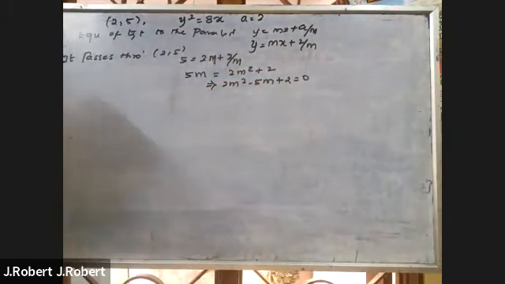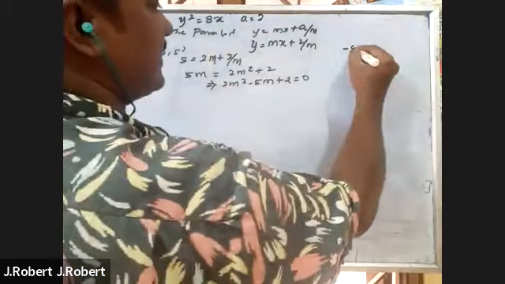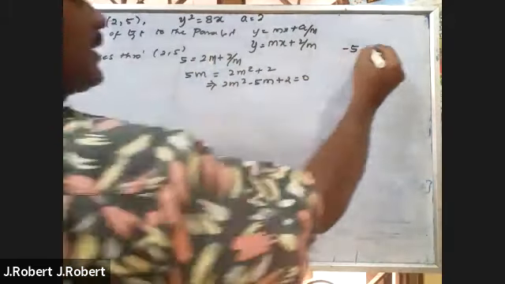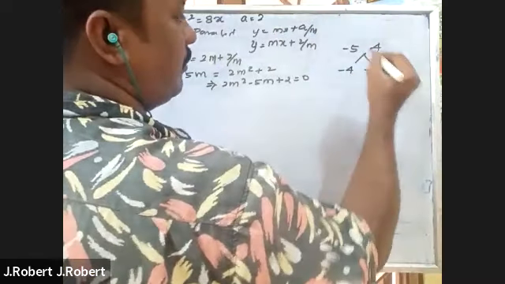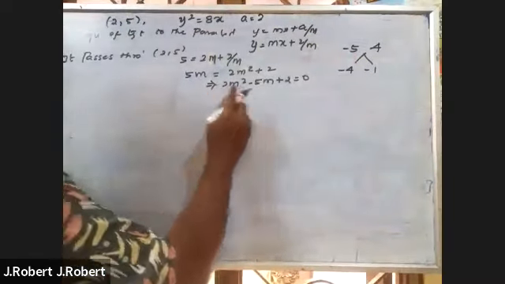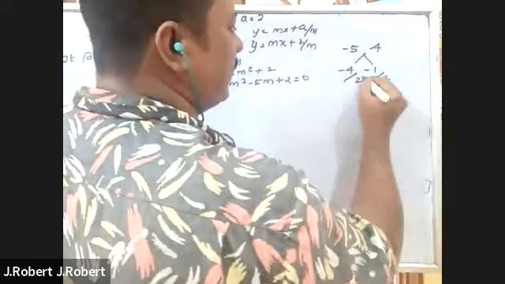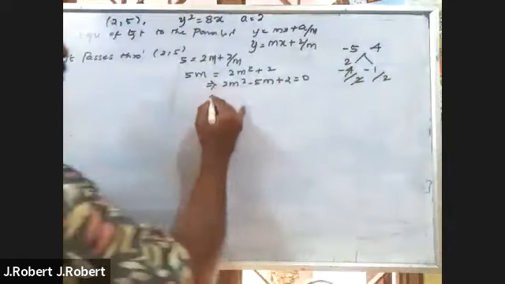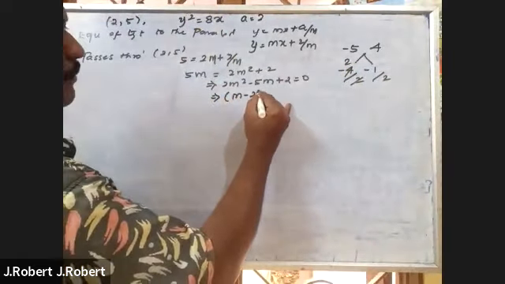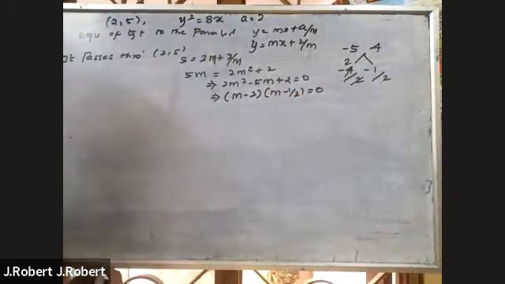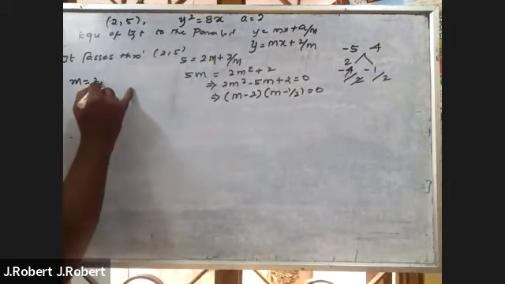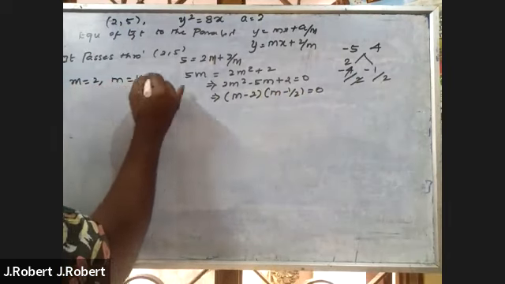Does it look like a quadratic equation? This is a quadratic equation in m. When I factorize, add to minus 5, multiply to the same number, which is 4. The two numbers are minus 4 and minus 1. Since the coefficient of m squared is 2, we have to divide by 2. I factorize this as (m minus 2)(m minus 1 by 2) equals 0, which means m equals 2 and m equals 1 by 2.